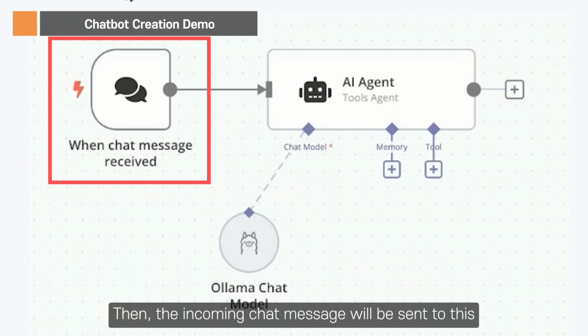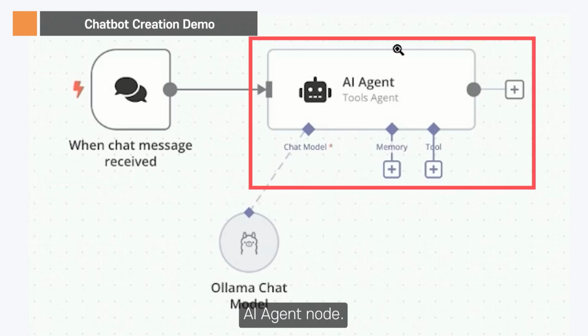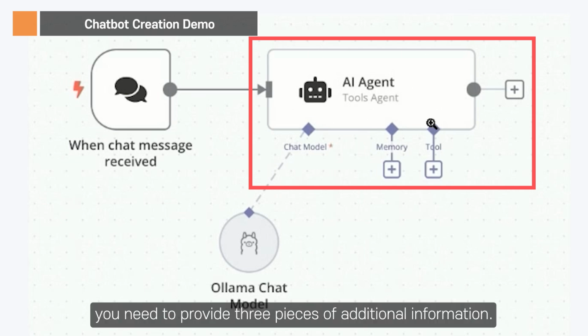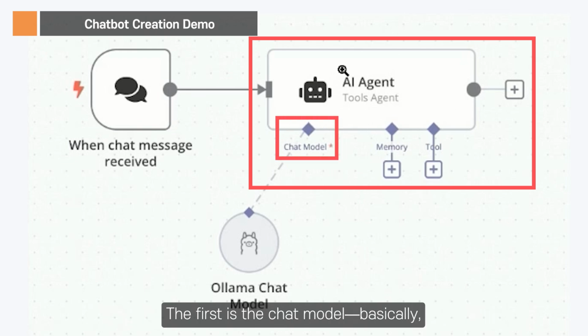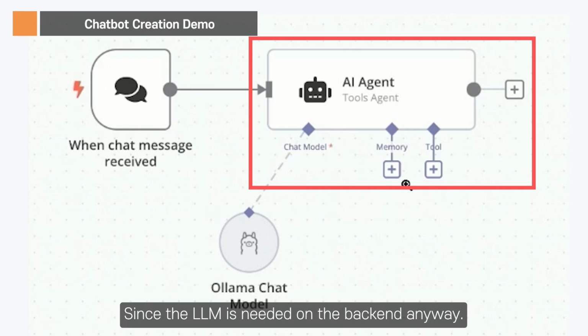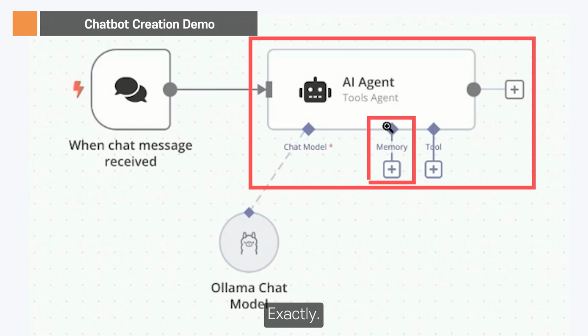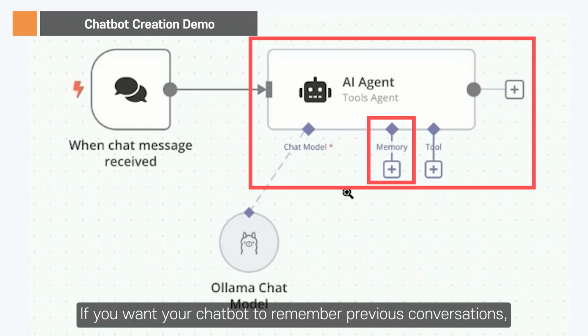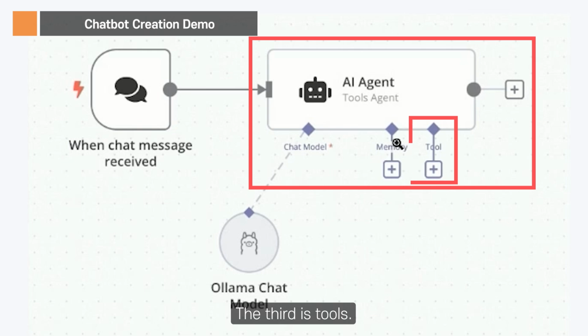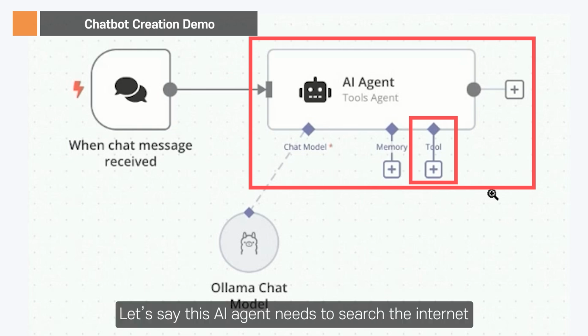Then the incoming chat message will be sent to this AI agent node. This node uses an LLM to perform more complex tasks. And to run it, you need to provide 3 pieces of additional information. The first is the chat model. Basically, which LLM you're going to use to power this agent. Since the LLM is needed on the backend anyway. Exactly. The second component is memory. If you want your chatbot to remember previous conversations, you can connect the memory storage here. The third is tools. Let's say this AI agent needs to search the internet.